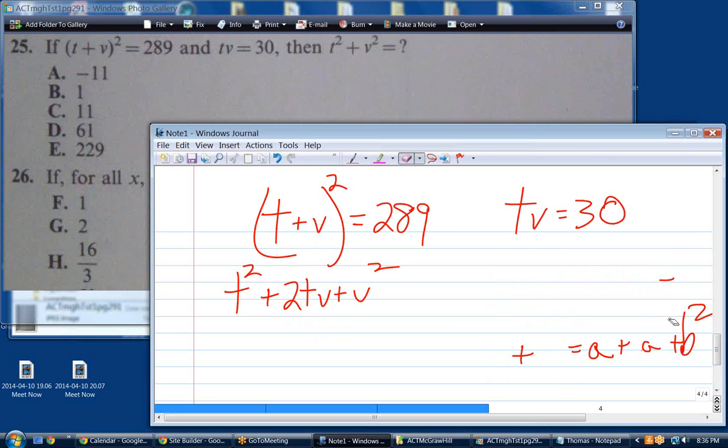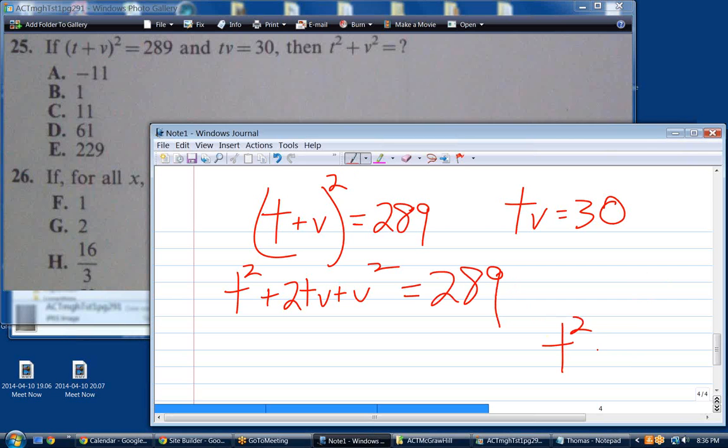Okay. So now, that's equal to 289, right? And they want to know what t squared plus v squared is equal to. They've told us that t times v is 30.